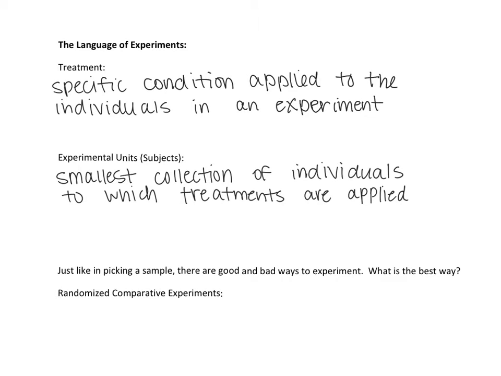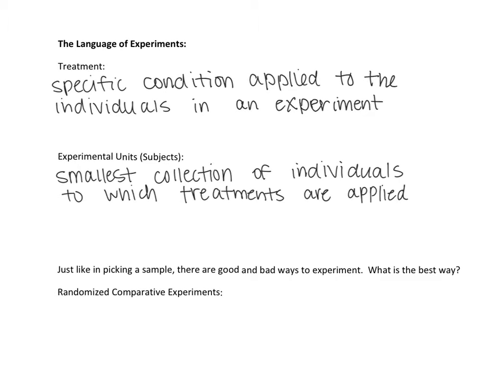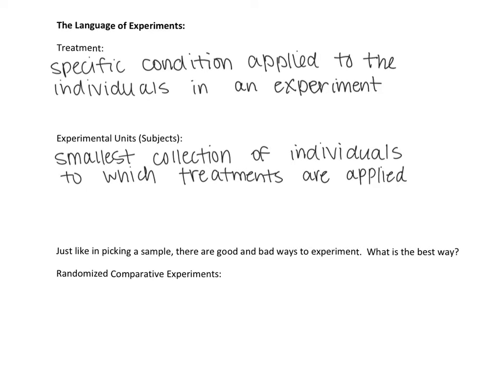So in picking a sample, there are good ways and bad ways. And the best way to do it is by using something that's called a randomized comparative experiment. So basically it means assigning people to a treatment by chance.